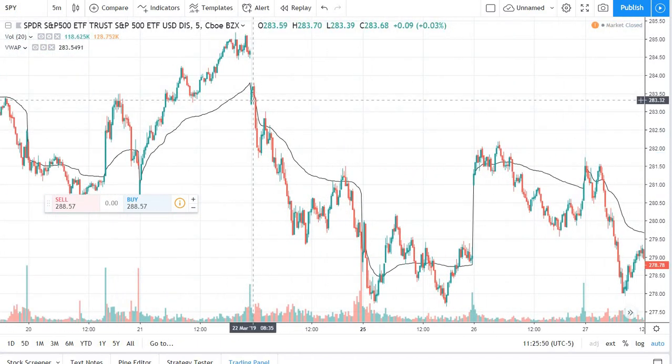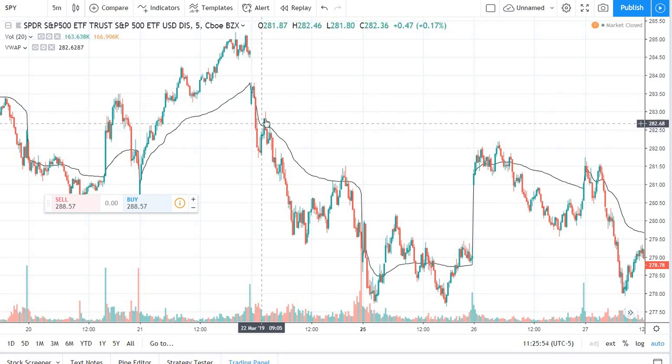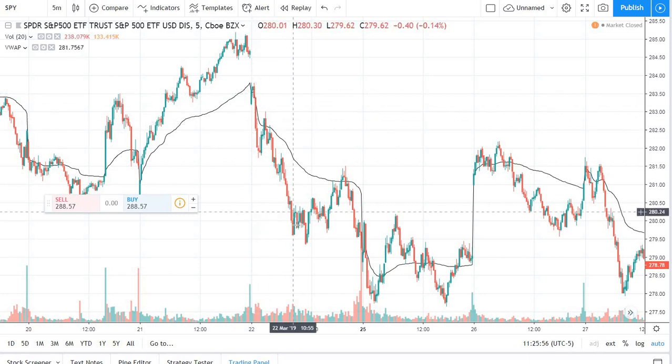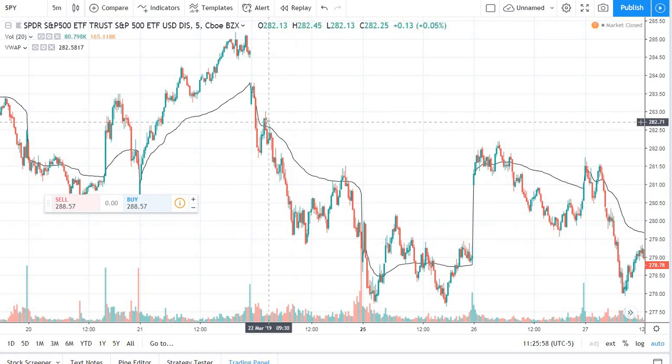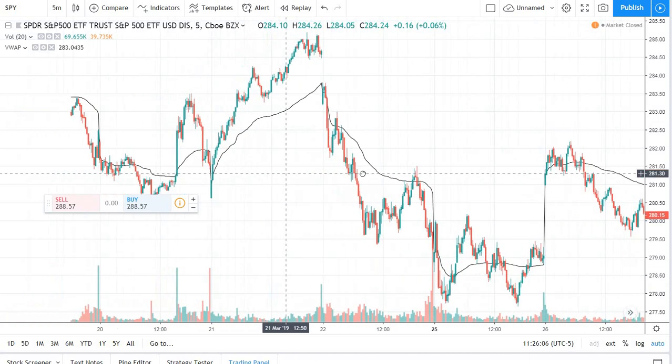So like here, we gapped down, tested the VWAP, failed, tested the VWAP again, failed, and then we sank all the way down. So you wouldn't want to be trying to initiate calls under this position, like under here, because the risk reward's not very good.